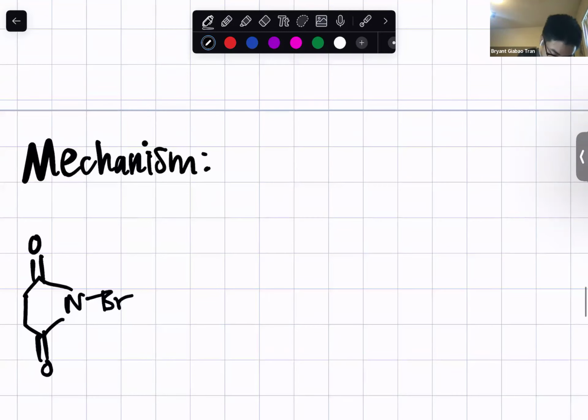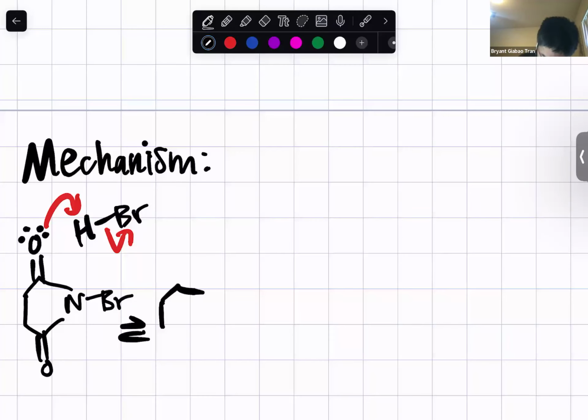The first step is that carbonyl is going to get protonated by HBr floating around. Right? The HBr comes with the NBS. That carbonyl oxygen grabs the hydrogen, kicks out the Br, and gives us this protonated carbonyl oxygen here.